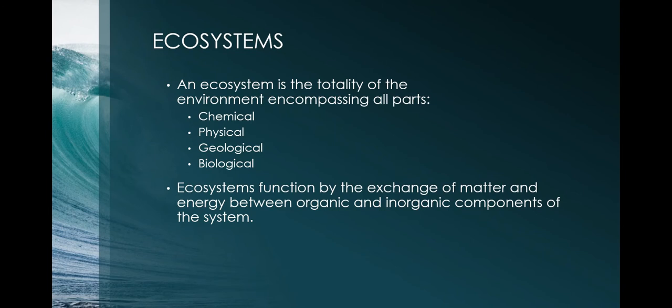Let's put this into the perspective of an ecosystem. Well, so what is an ecosystem? When we talk about an ecosystem, we're talking about all of the parts of the environment, the chemicals, all the physical things that are happening, the geological things that are happening, and the biological things that are happening. So it's sort of the encompassment of everything, all right? And ecosystems function because we have matter in them and we have energy in them. And this matter and energy is basically moving through the entire ecosystem. Now, this moves through in slightly different ways, and we're going to talk about that here.